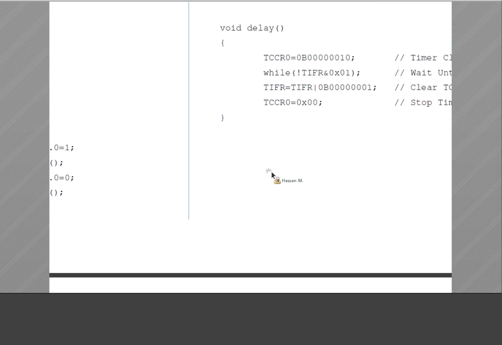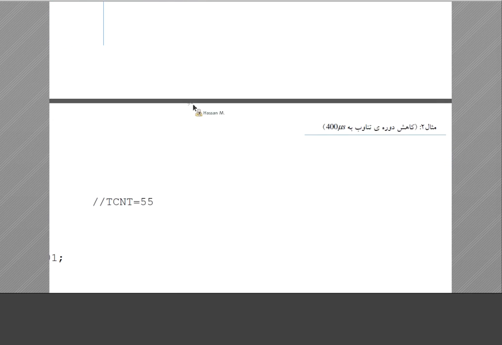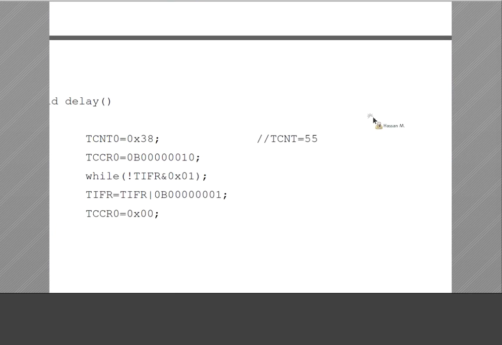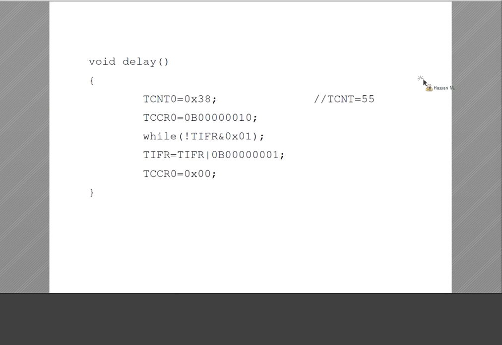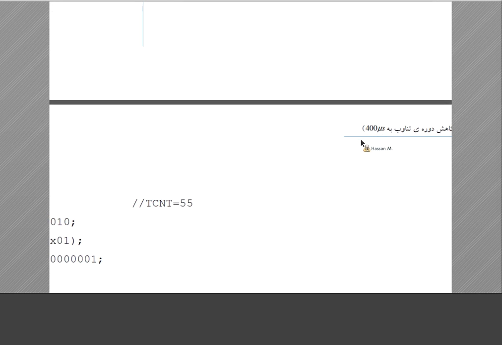Go to another example. A clock pulse of 400 microseconds. 400 microseconds means each of off and on is 200 microseconds. 200 microseconds instead of 256. Okay.